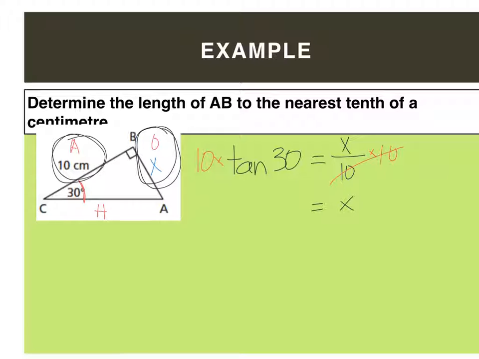This is when you just press tan. So I type it in exactly how it looks. I just type in 10 times tan 30, and I get 5.77. It says nearest tenth, so I'll write 5.8. There we go. That's it. It's pretty easy. It's a one-step kind of thing.